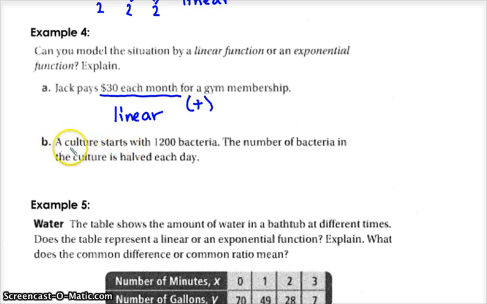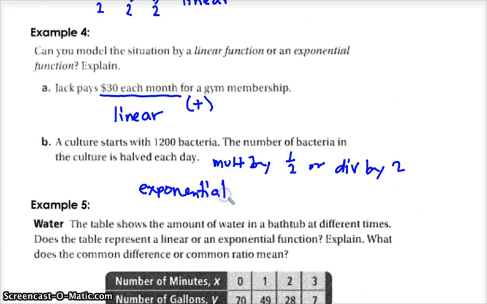In part B, I've got a culture that starts with 1,200 bacteria. The number of bacteria in the culture is halved each day. Since it's being halved, I'm multiplying by 1/2, or dividing by 2. Since I'm multiplying or dividing each time, this is an exponential function. Since the other one is dealing with addition and moving up by the same amount every time, this one I'm multiplying or dividing by the same amount each time. It is exponential.